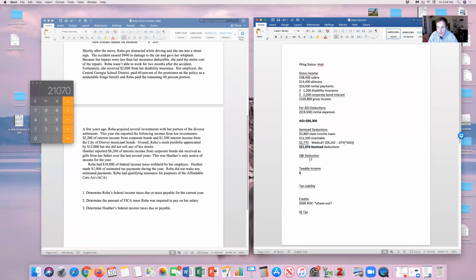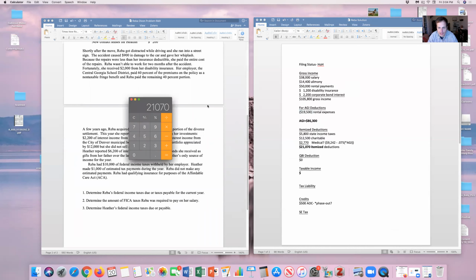The QBI deduction is only for people with self-employment income. And because the rental income, she does have income, here we go, rental payments outside of her job, but that's not earned income, it's unearned income, it's investment income, which is not eligible for the QBI deduction. So she's not going to have any deduction for qualified business income because she doesn't have qualified business income.